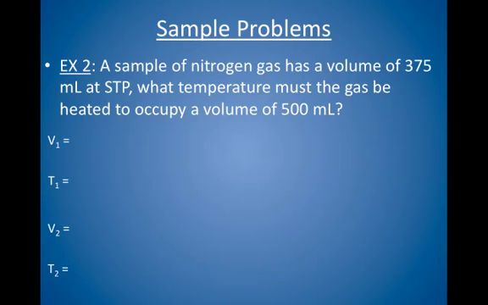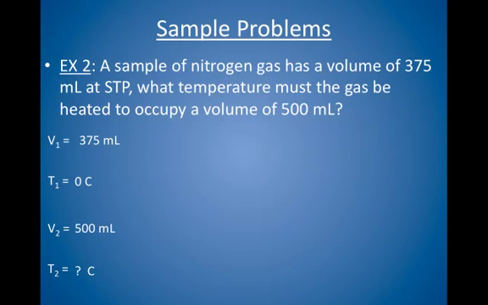And so, reading through the problem, here we go. Your initial volume is 375 milliliters at STP. Now STP, you may remember, is standard temperature and pressure. So we'll be filling that in based on what standard temperature and pressure mean. What temperature must the gas be heated to? It's going to ask you for, in the future, T2. So that's our unknown, and to occupy 500 milliliters. So we're increasing the volume, 375 to 500. That means that the temperature must also increase.